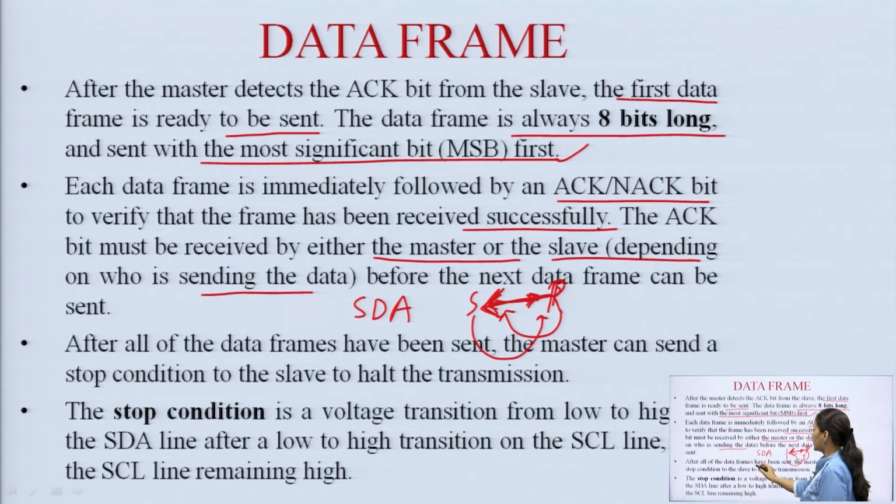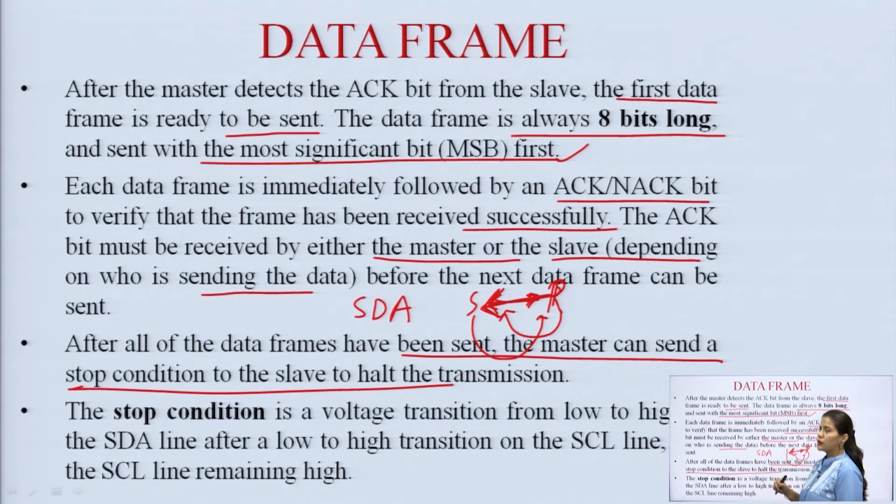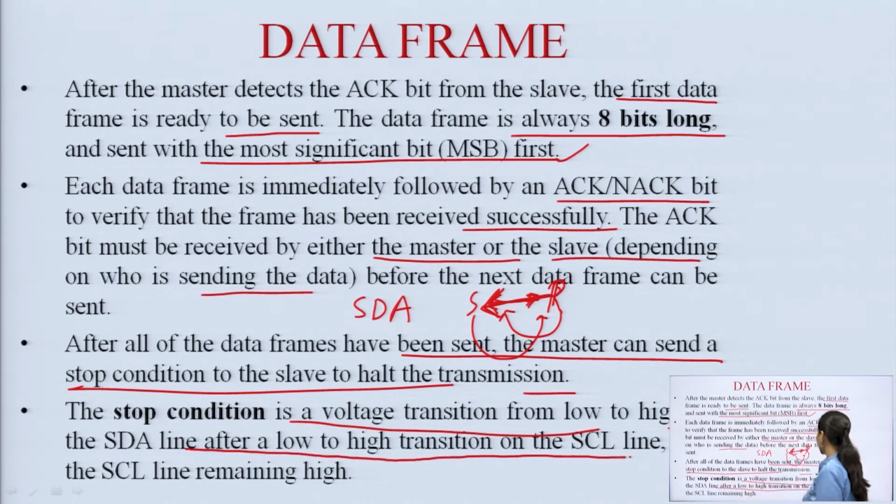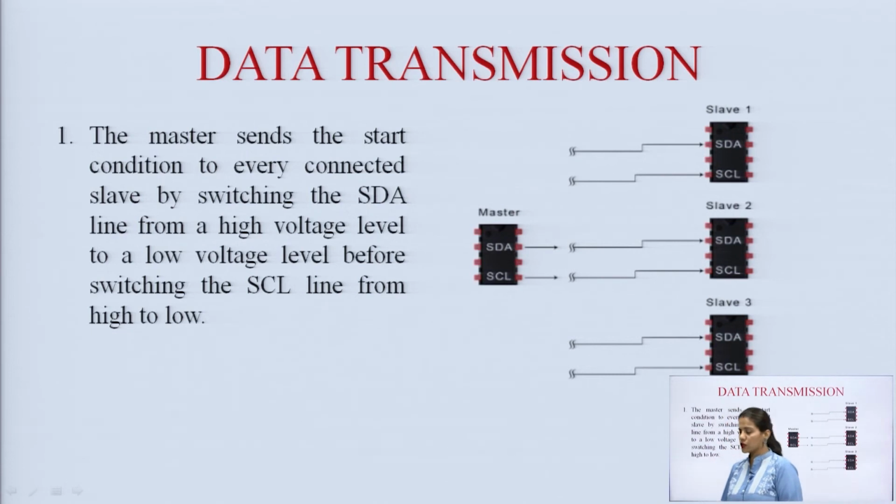After all of the data frames have been sent, the master can send a stop condition. Now, suppose all the data frames have been successfully delivered and received by the slave device. Now, what is the last thing? The last thing is the stop condition. So, similar to the start condition, we need to stop sending the data also. The stop condition is a low to high transition on the SCL line followed by a low to high transition on the SDA line, with the SCL line remaining high. So, this is how the data transmission stops.